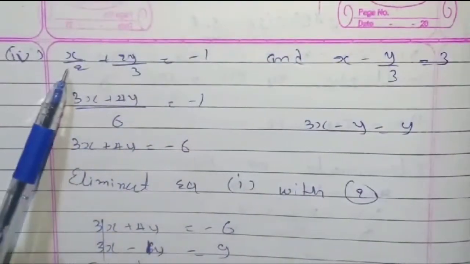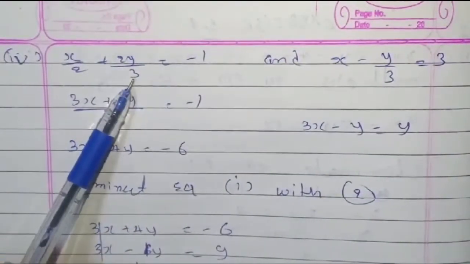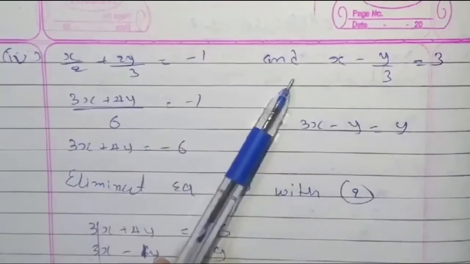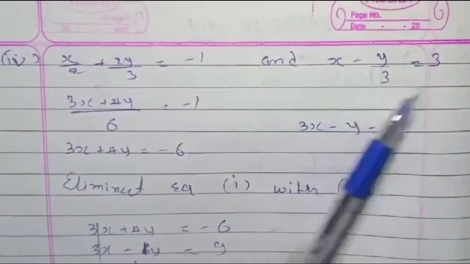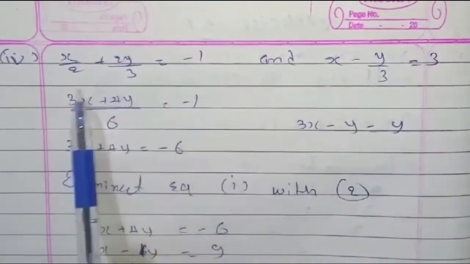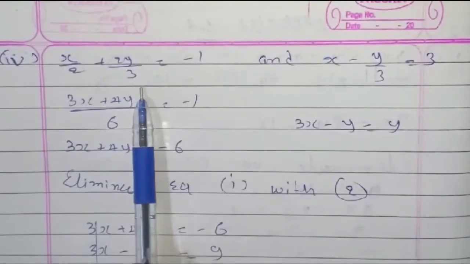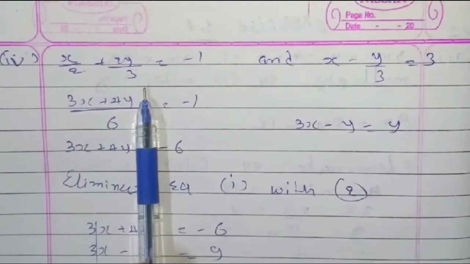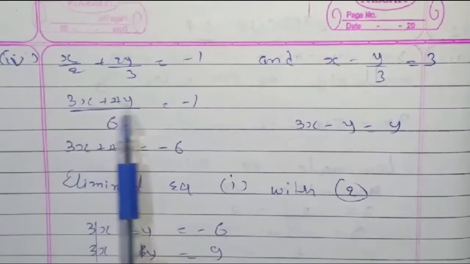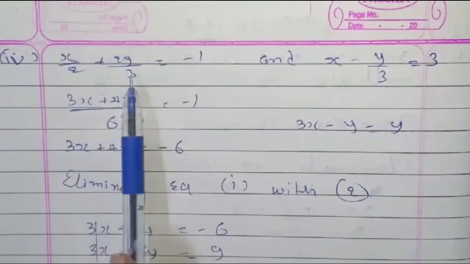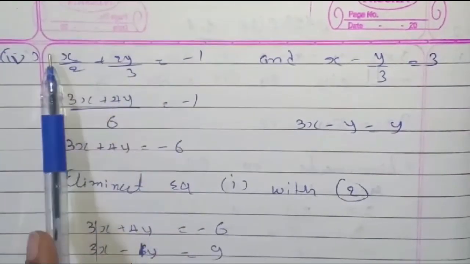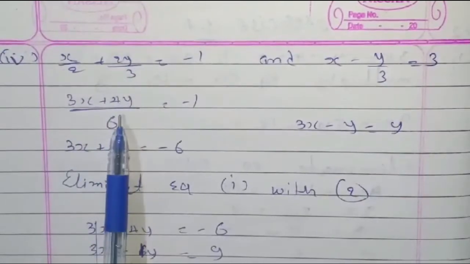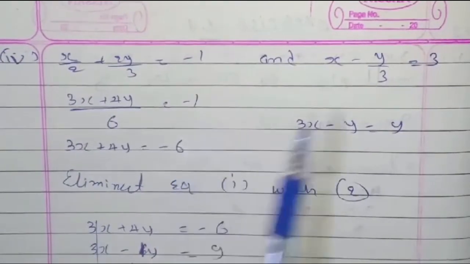Now question number 4. x by 2 plus 2y by 3 is equal to minus 1 and x minus y by 3 is equal to 3. First we convert these equations into the standard form of a linear pair. For this we take the LCM. What is the LCM here? 3 times 2 is 6. 3 into x is 3x and 2 times 2 is 4y is equal to minus 1, multiplied by 6.